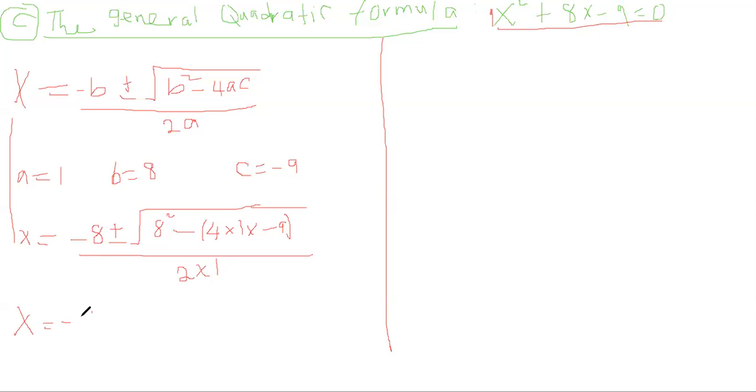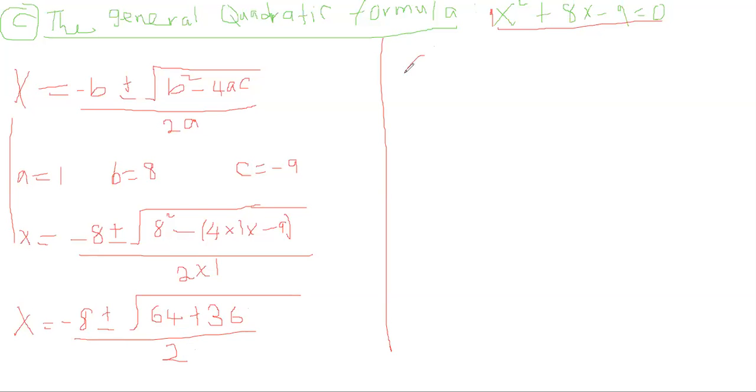Minus 8 still comes down. We don't need it for now. 8 raised to the power of 2 will give us 64, minus this minus and this minus will change into plus. So it will be 36. 4 times 1 is 4, 4 times 9 is 36. Minus times minus changes into plus. This will give us 36. Then all over 2.